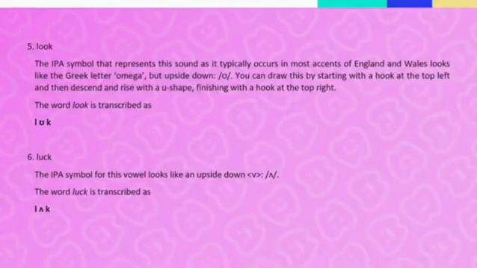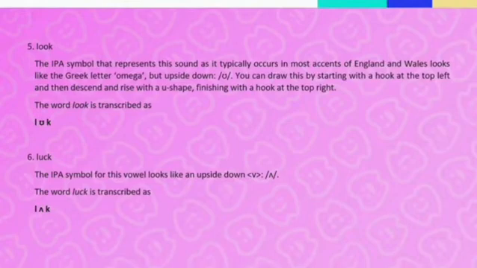Look. The IPA symbol that represents this sound, as it typically occurs in most accents of England and Wales, looks like the Greek letter omega, but upside down. You can draw this by starting with a hook at the top left and then descend and rise with a U shape, finishing with a hook at the top right. The word look is transcribed as look.